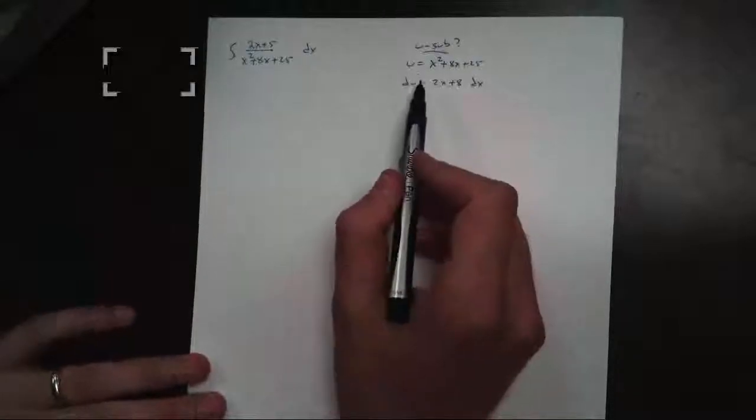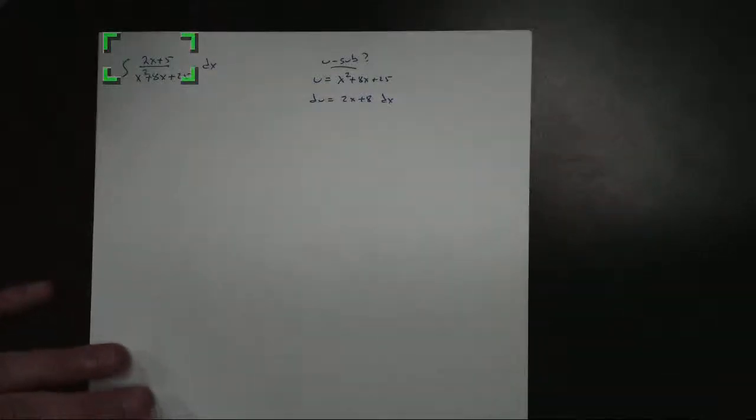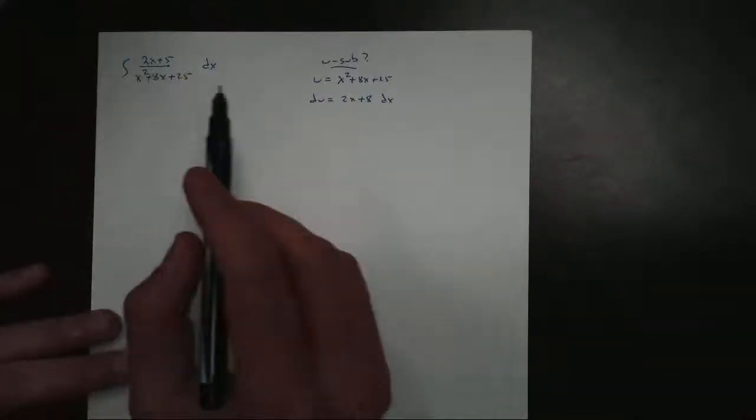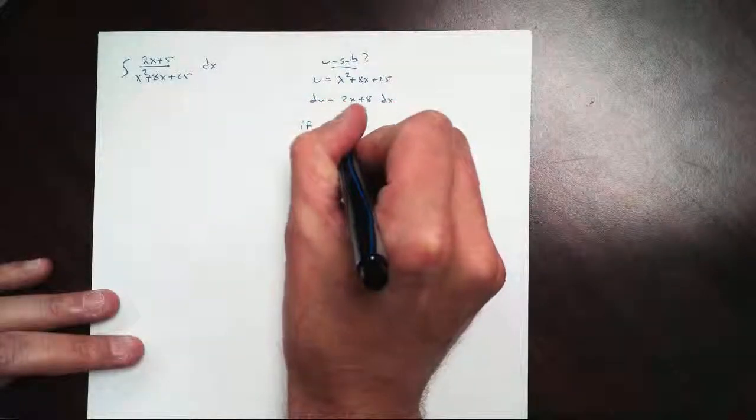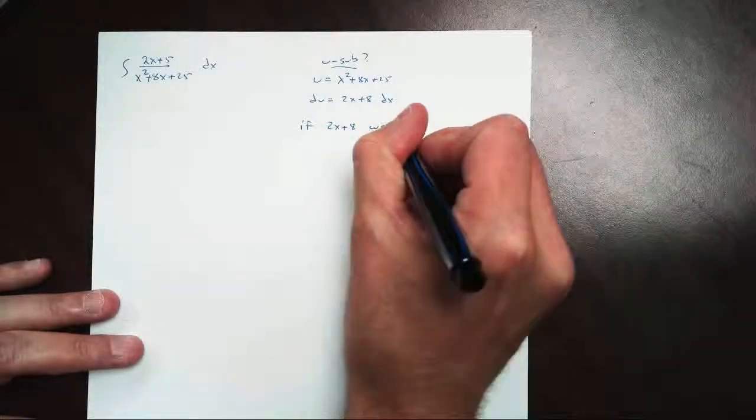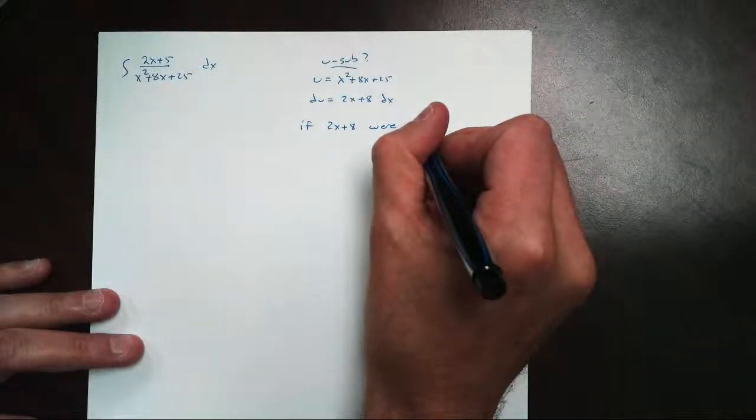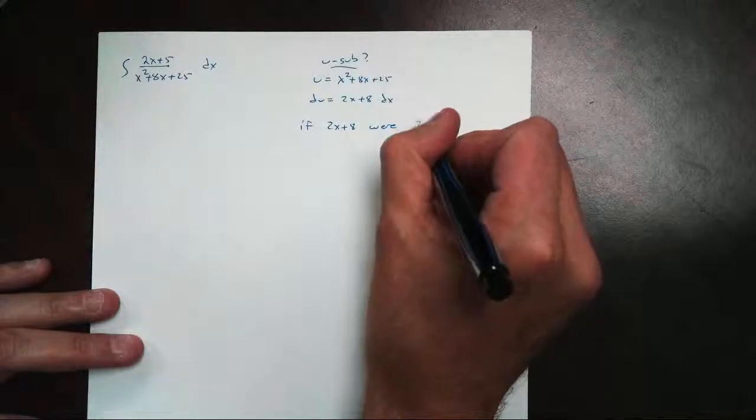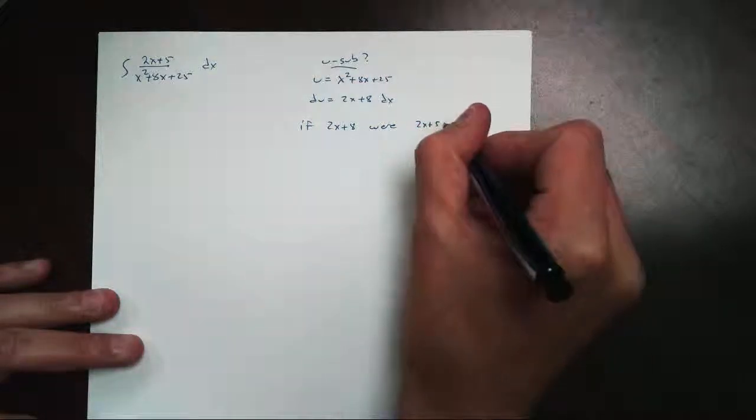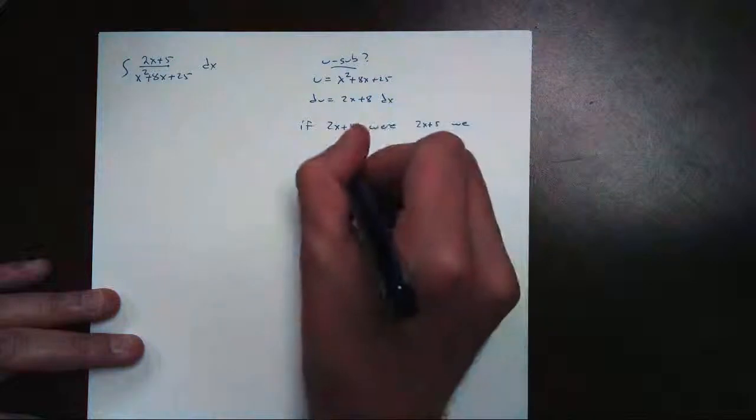Do you see this one? Look at this. Right here. That 2x minus 8. That 2x plus 8. Sorry about that. Let me focus in here. You can't see it, but I can. That 2x plus 8 is almost the same as this 2x plus 5. In fact, if 2x plus 8 was a 2x plus 5, we could use substitution.